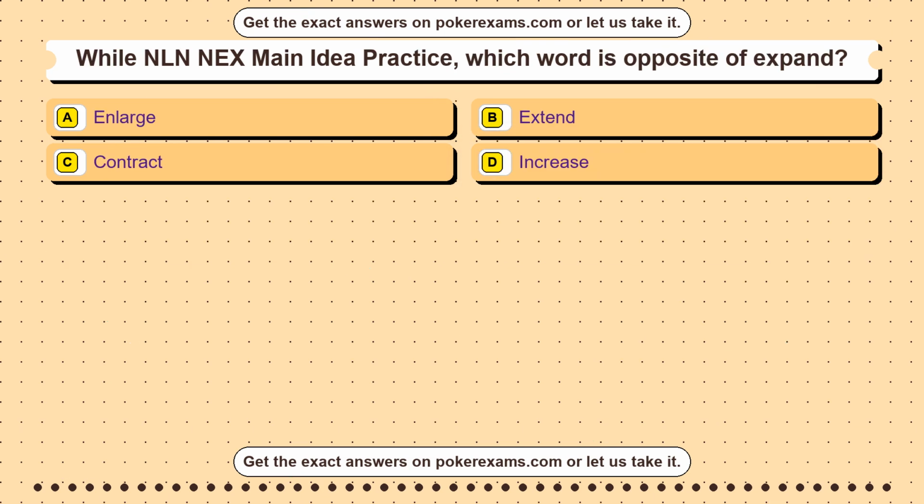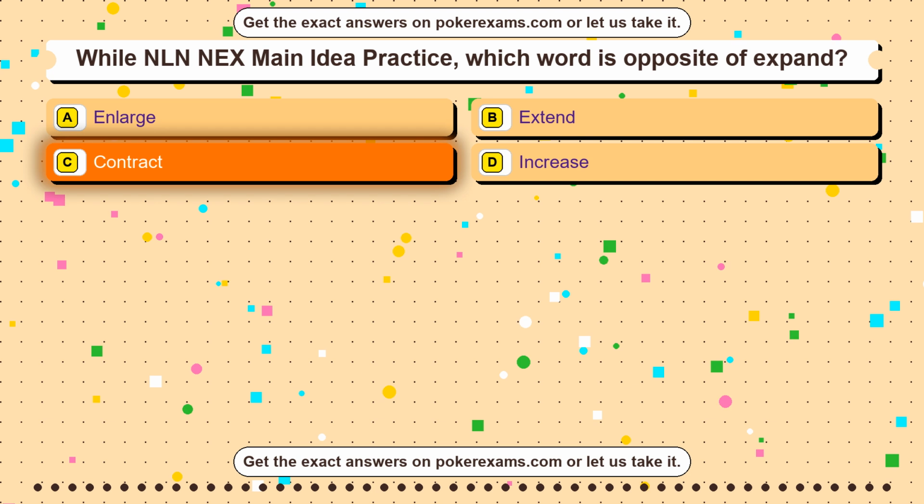Question 7. While Get History practice test, which process do plants use to make glucose? Option A, erosion. Option B, condensation. Option C, photosynthesis. Option D, respiration only. The correct answer is option C.